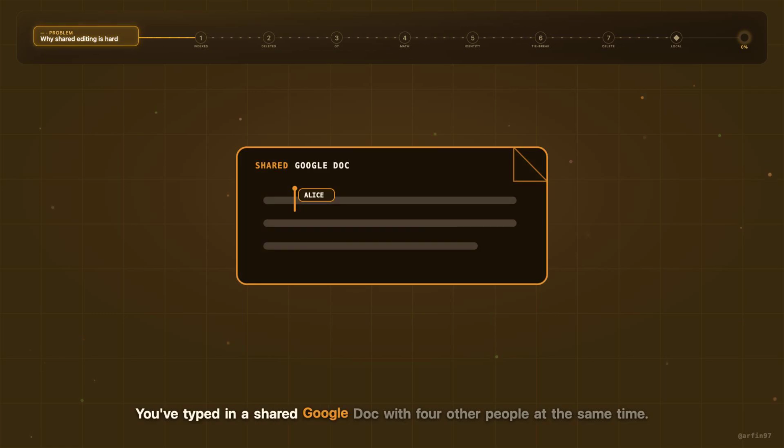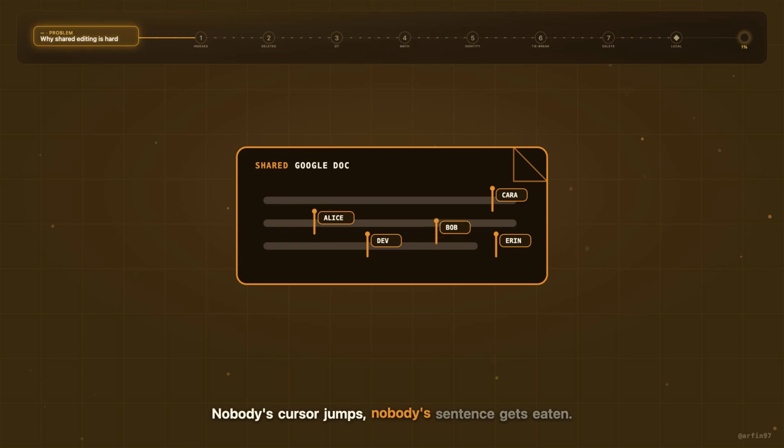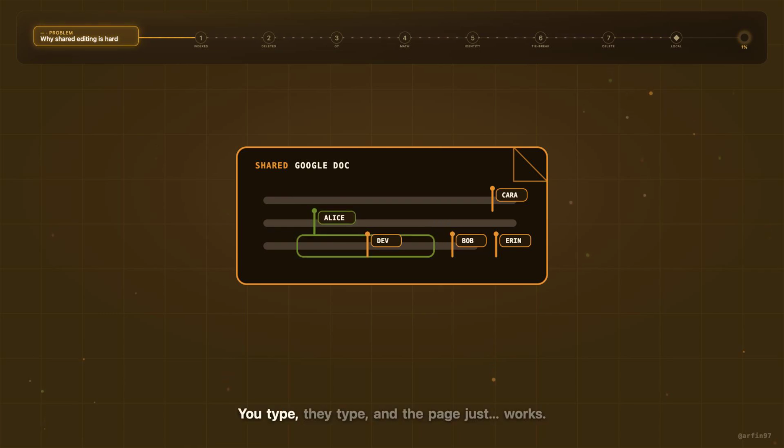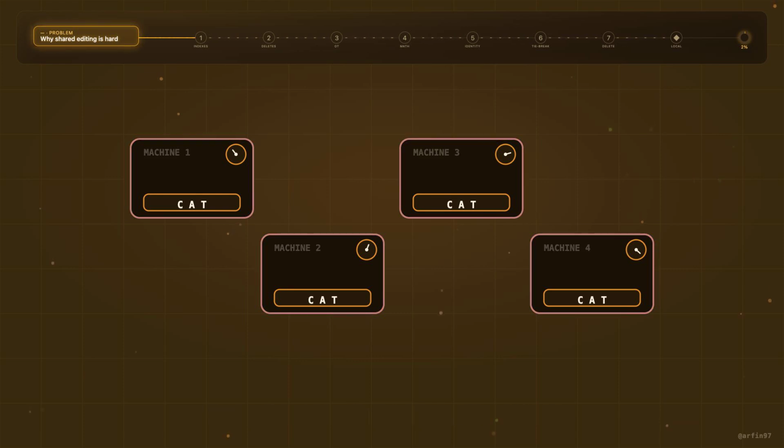You've typed in a shared Google Doc with 4 other people at the same time. Nobody's cursor jumps, nobody's sentence gets eaten. You type, they type, and the page just works. To you, that's boring. To the computer, it's a nightmare.